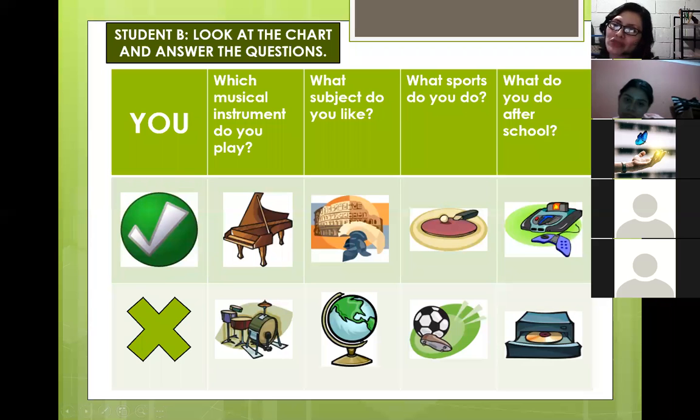What do you do after school? Now, in this case, what do you do after school or what do you do after work? It doesn't matter. What do you do after school? Sleeping? You sleep, okay? Very good. I listen to music. Listen to music. Very good. Okay, what else? Teacher. Study. Video games. Study. Dígame.